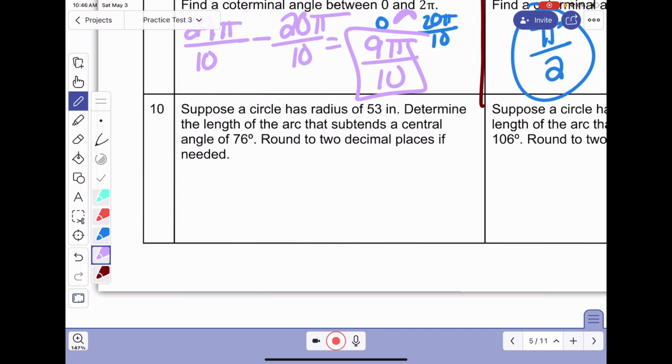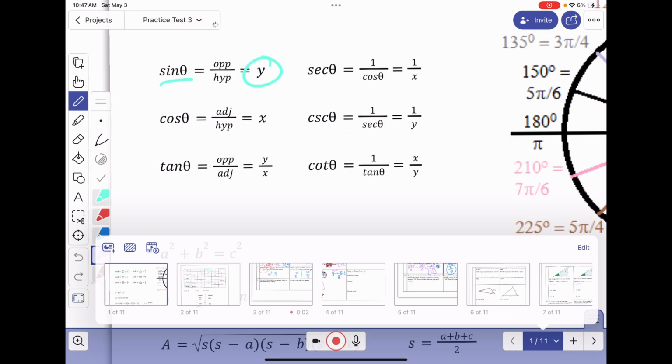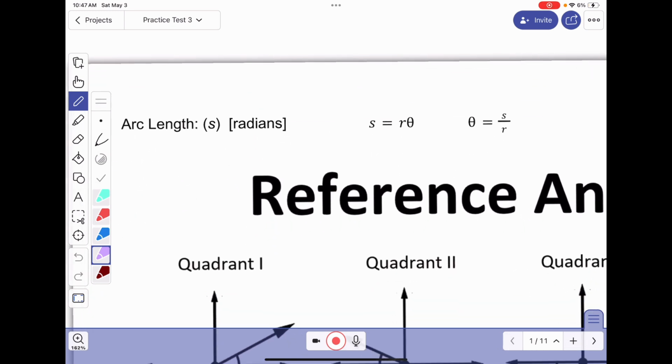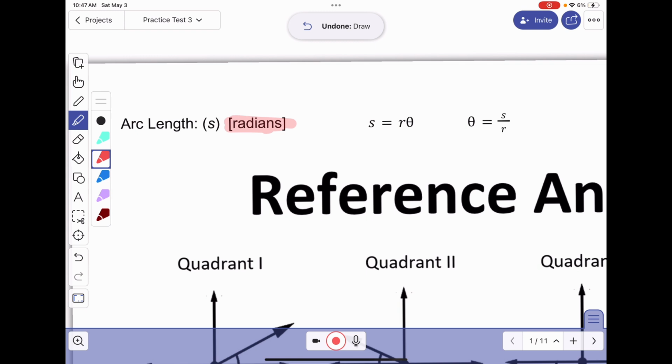All right. Suppose a circle has radius of 53 inches. Determine the length of the arc, so we're looking for arc length, that subtends a central angle of 76 degrees. So we know an angle, we know a radius, and we want an arc length. So I'm going to go back to that note sheet. Up at the top here, we talk about arc length. S is our arc length. Don't forget it needs to be in radians. And we know R and the angle. So if we're looking for S, this is going to be the easiest one. S equals R times the angle.